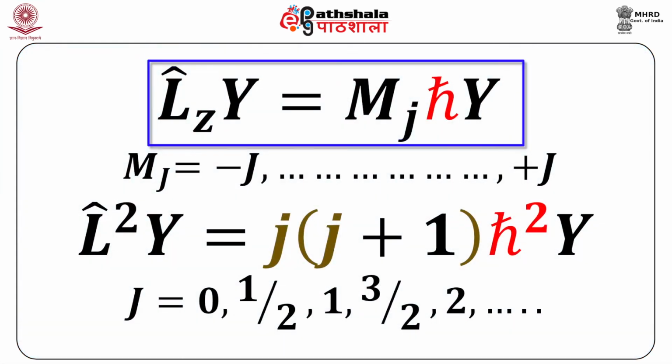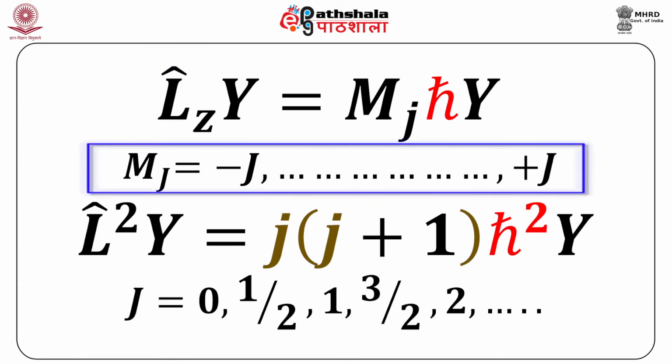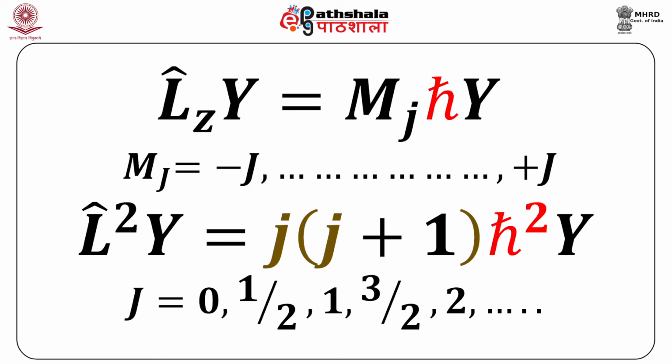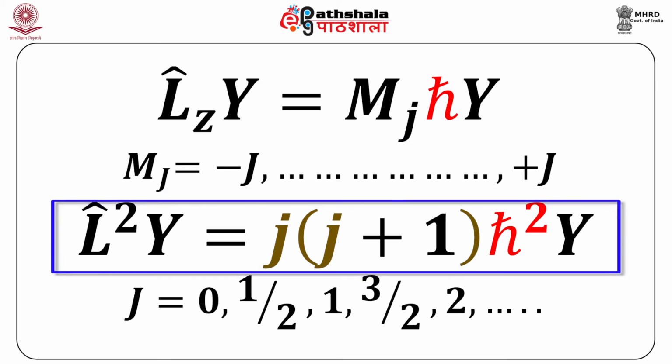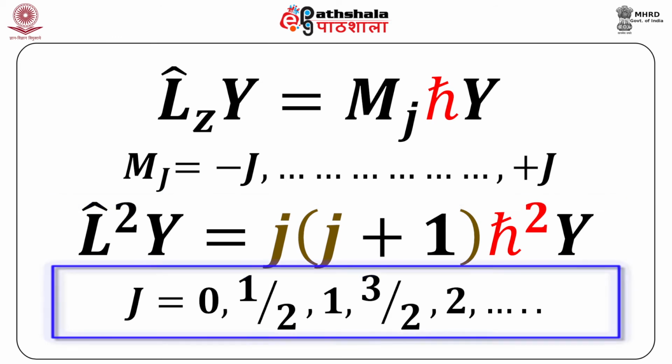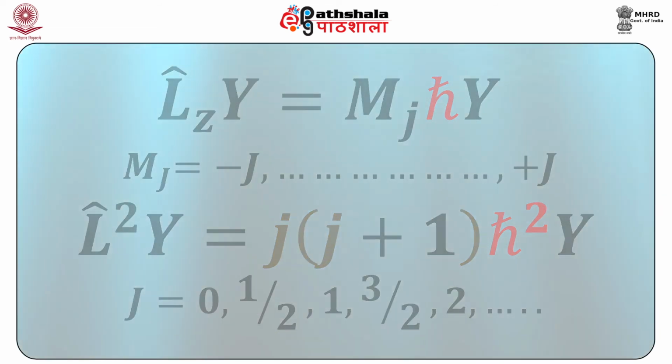So now if we take up the Lz component and L square component for the 2-electron system, we get two eigenvalue equations: Lz psi equals capital M subscript J h cross psi, where M subscript J varies from minus capital J to plus capital J, and the other equation is L square psi, which is equal to capital J into J plus 1 h square psi, where capital J can take values 0, 1 by 2, 1, 3 by 2, 2 and so on. Now we will further look into how we can obtain the eigenfunctions of Lz and L square for the 2-electron system that we have considered.